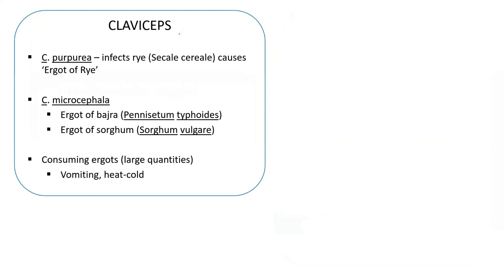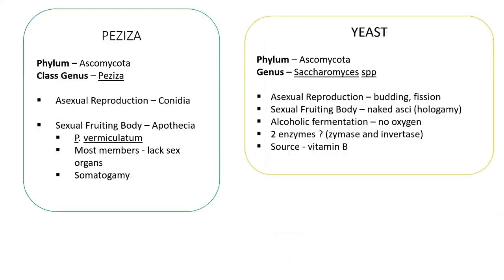Then we move on to the third type genus, and that is Claviceps. Claviceps purpurea causes ergot of rye, in the rye that is a sickle cereal. So this is the host plant. You should know three things: causal organism, host plant, and the disease name. Then the other species is Claviceps microcephala. It causes ergot of bajra or ergot of sorghum. Consuming ergot may cause problems like vomiting, or a person may feel heat and cold.